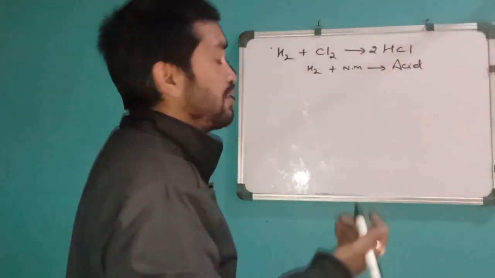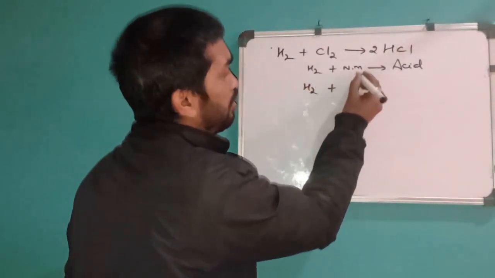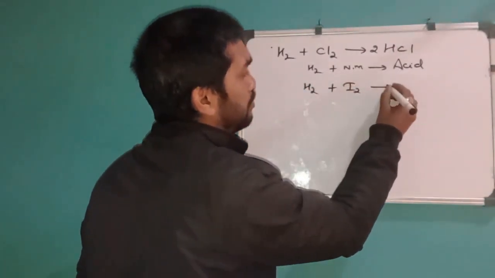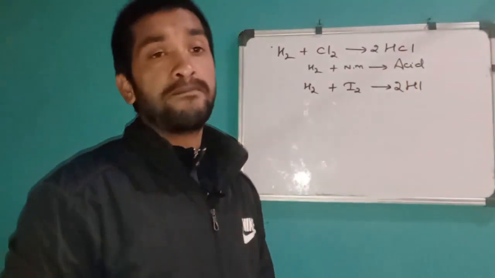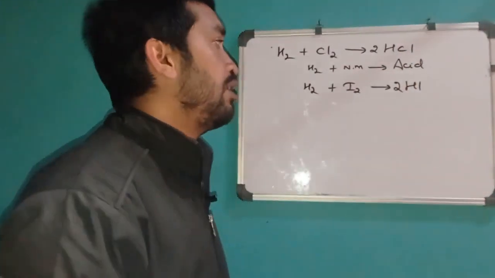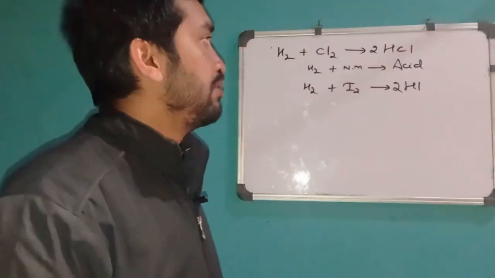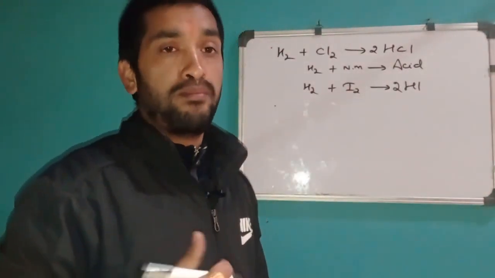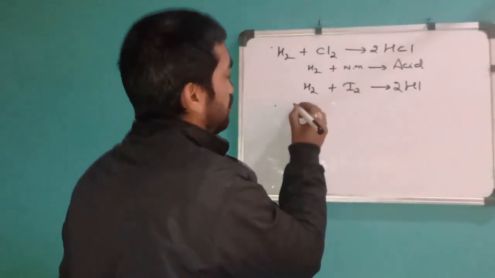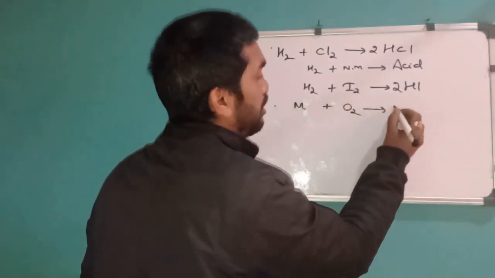Okay, let us take another example. Suppose I'm taking hydrogen with another non-metal like iodine. So it will give me another acid, hydrogen iodide, and after balancing, it's 2 molecules of hydrogen iodide. So this was the first reaction that you have to remember. Second is getting bases with the help of metal. Means when a metal is made to react with oxygen, it gives bases.